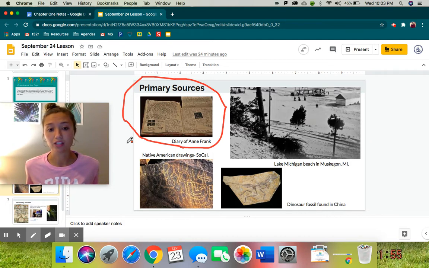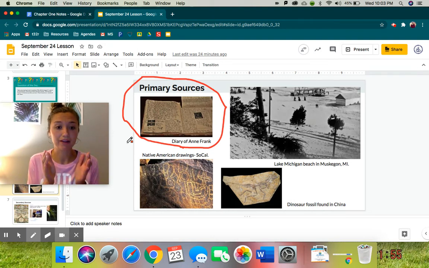And she lived in the Netherlands. So she kept a very detailed account of this experience through her diary, and now it's located at the museum in Amsterdam. And I believe you can also tour the house where she was in hiding. So, this diary is a first-hand account and it was written by Anne Frank. So, it's a primary source.